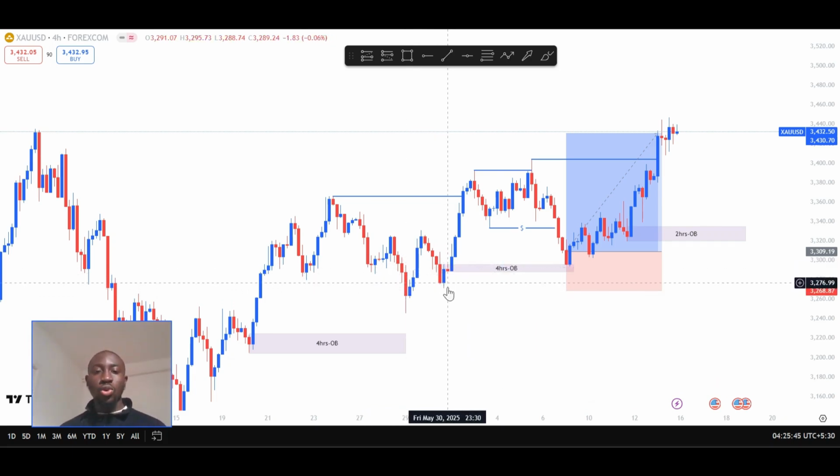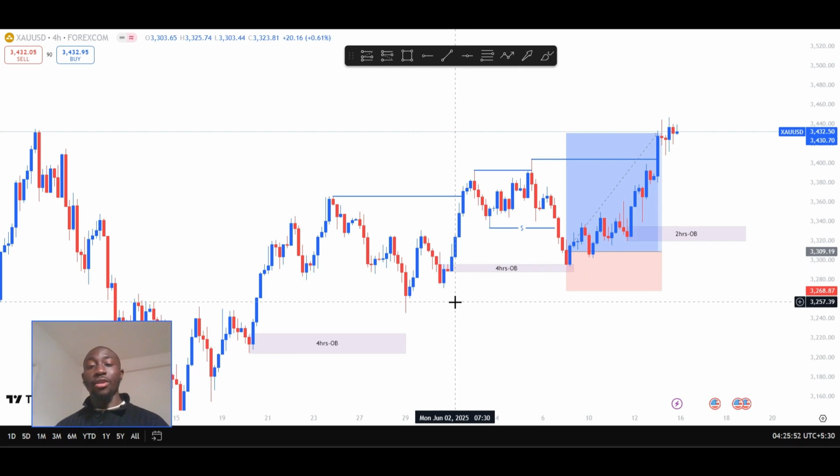Now for this low, you have to look for your 4 hours order block, because that's what I work with. I work with my 4 hours order block. After break of structure, expect a pullback down to the origin that caused the break of structure, and mark out your 4 hours order block to take your entry and swing your trade with peace of mind. That is just it.